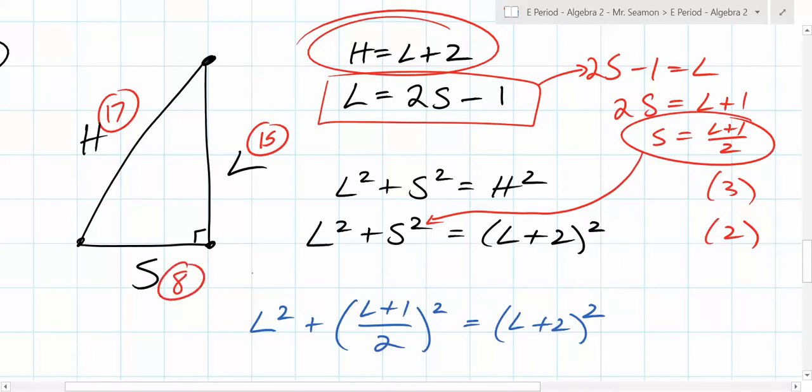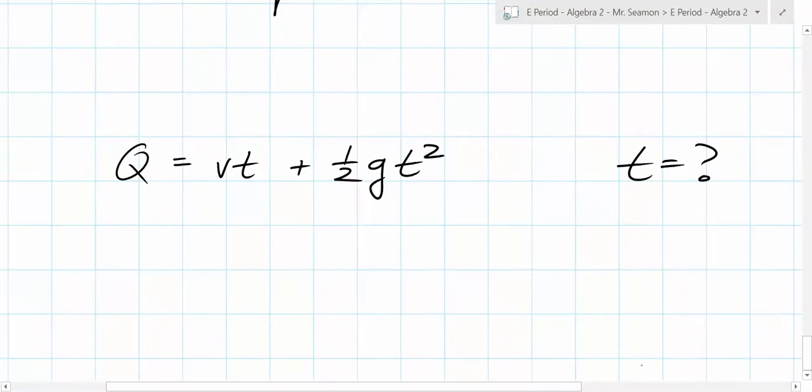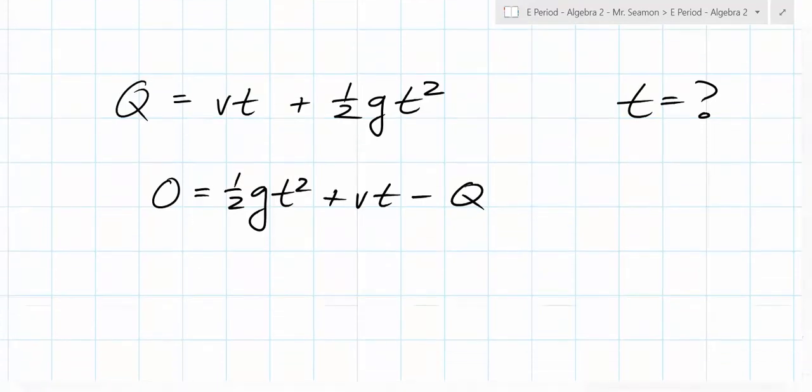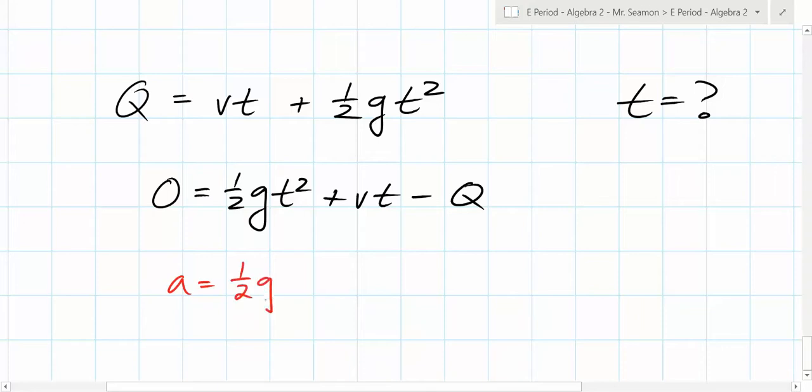Is it in standard form? No. I've asked you that hundreds of times, so you should automatically think to yourself, if you're solving a quadratic, is it in standard form? No. So what should you do to put it in standard form? Subtract q. Standard form is ax squared plus bx plus c equals 0. So we're solving for t. So what's the thing in front of t squared? What's the thing in front of t? And what's left? Negative q.